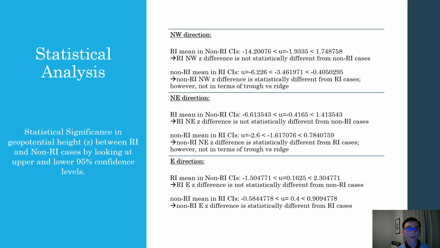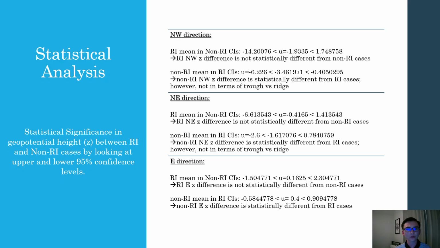Also, more statistical significance was looked at between the geopotential height between the RI and the non-RI cases by looking at the upper and lower 95% confidence level. In the northwesterly direction, we found that the mean of the RI cases was in between the non-RI confidence interval levels, indicating that the height difference is not statistically different from the non-RI cases.